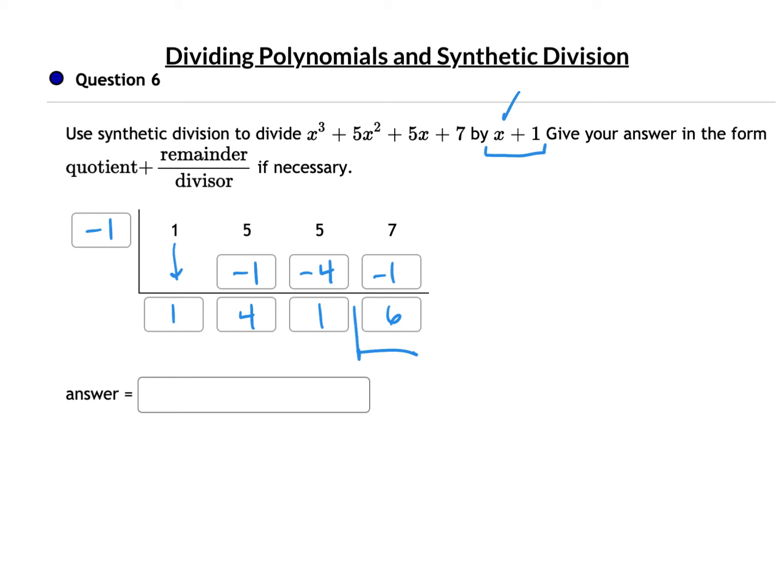We were taking x plus 1 into x cubed plus 5x squared plus 5x plus 7. What you need to ask yourself is, what did I multiply x by to get x cubed? Well, it was 1x squared. And then on down we go. Plus 4x plus 1 plus our remainder of 6 over x plus 1.